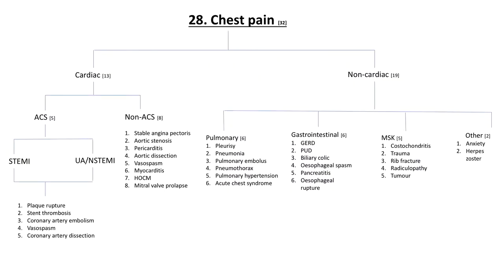And let's go back to our algorithm. So chest pain, like we said, to dig into this, is classified as cardiac or non-cardiac. So of the 13 cardiac causes, we can substratify them into being acute coronary syndrome related or non-ACS related, right?